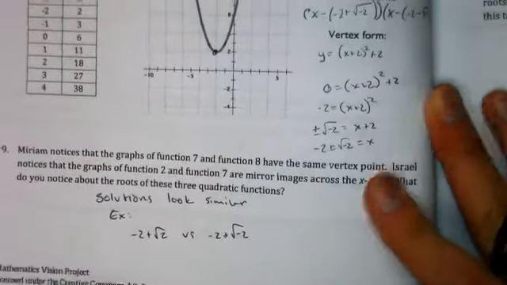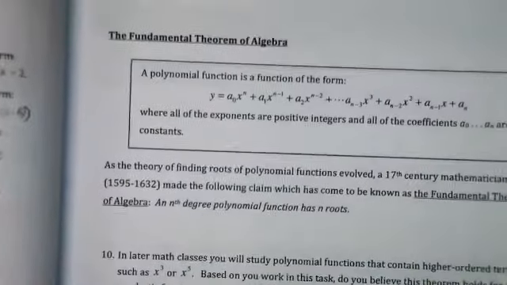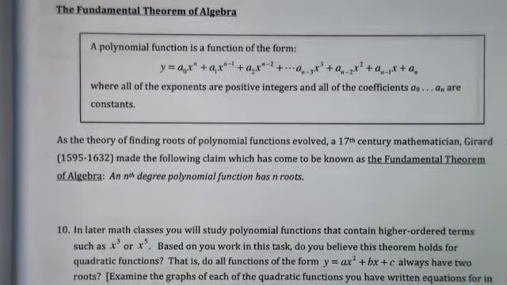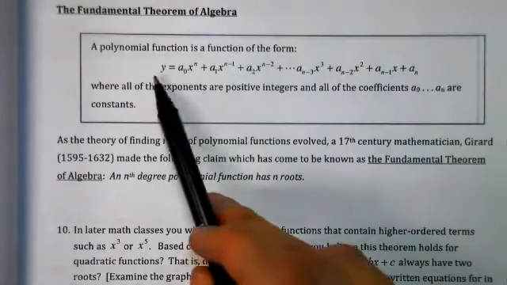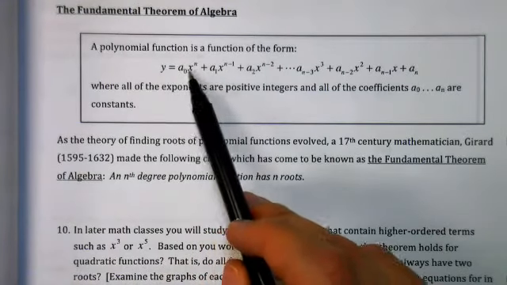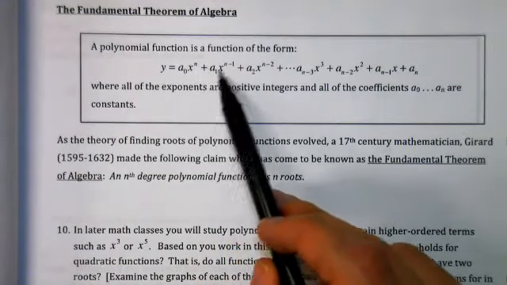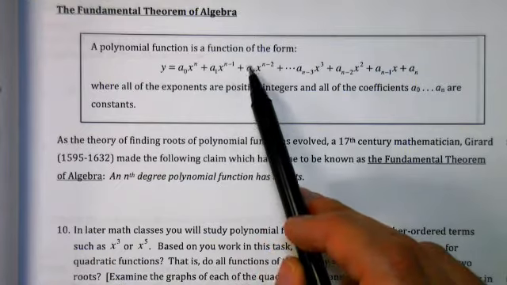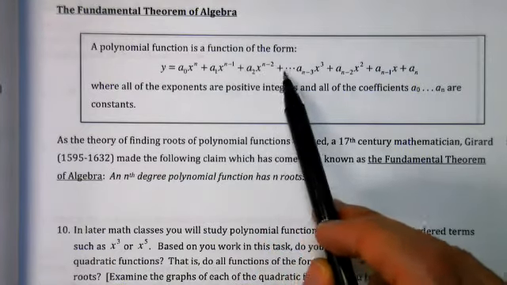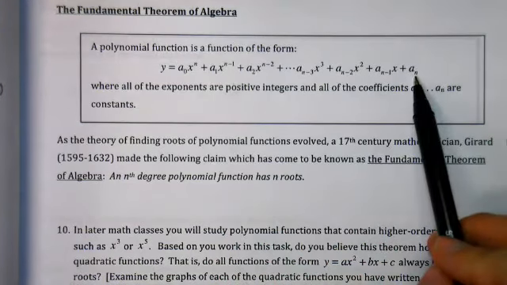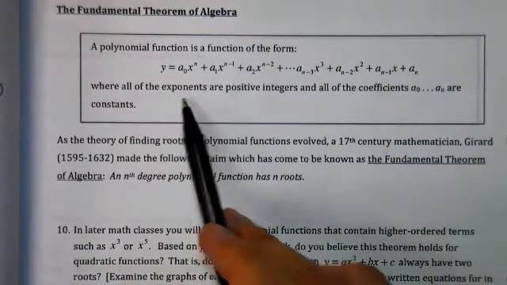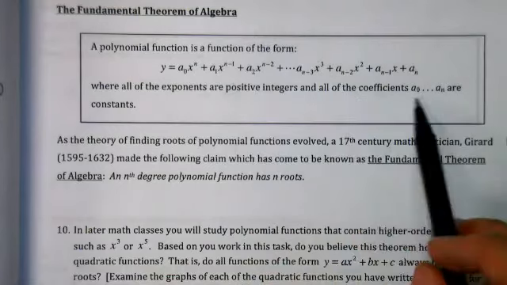Okay, let's keep going. The fundamental theorem of algebra. A polynomial function is a function of the form y equals a sub 0 x to the n power plus a sub 1 x to the n minus 1 power plus a sub 2 x to the n minus 2 power, and so on until a sub n, where all the exponents are positive integers and all the coefficients are constants.